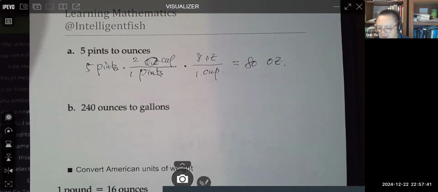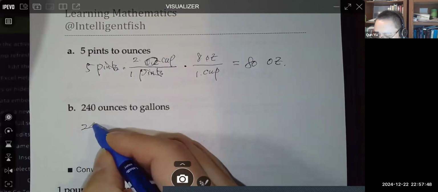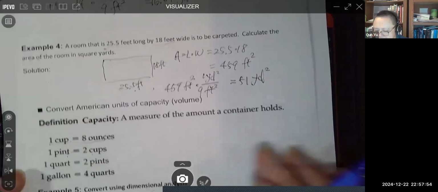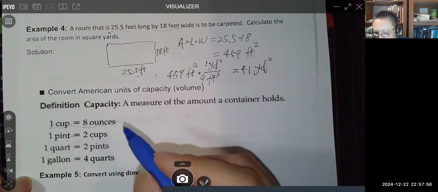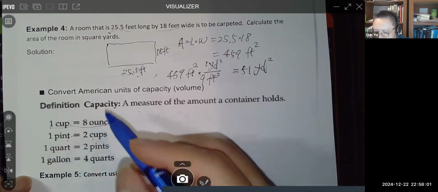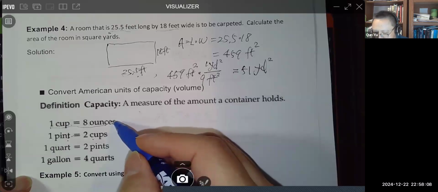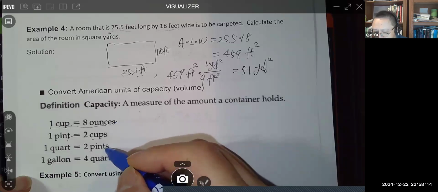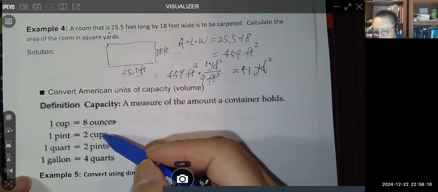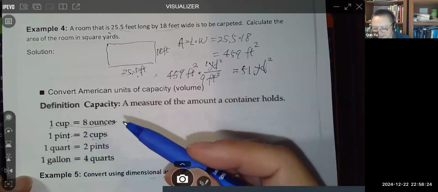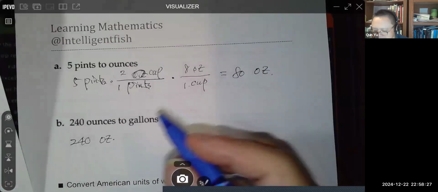Next one. We want to convert 240 ounces to gallons. So let's look at these conversion factors to see what our path is, right? We need a gallon. From ounce to gallon, where's the gallon? Gallon is here. So we can go from ounce, well, we cannot go to pint directly. Ounce to cup, cup to pint, pint to quart, quart to gallon. We don't have the direct connection, so we go through this process.